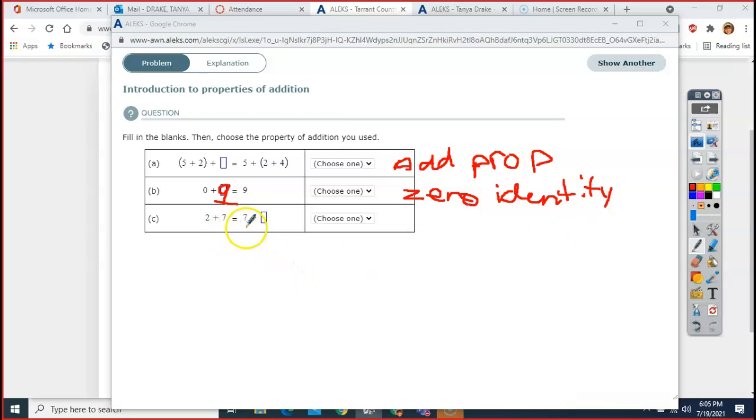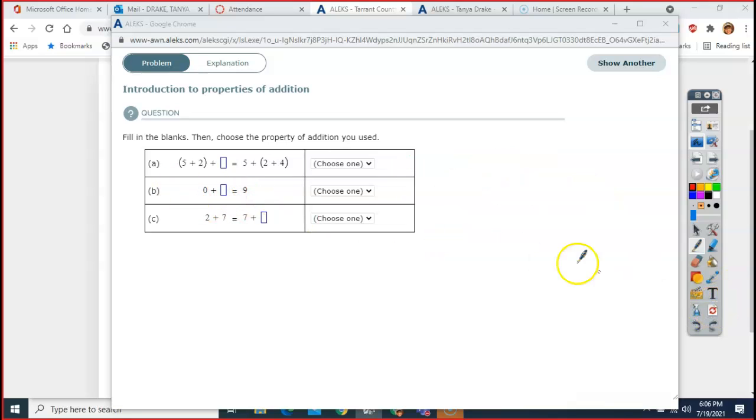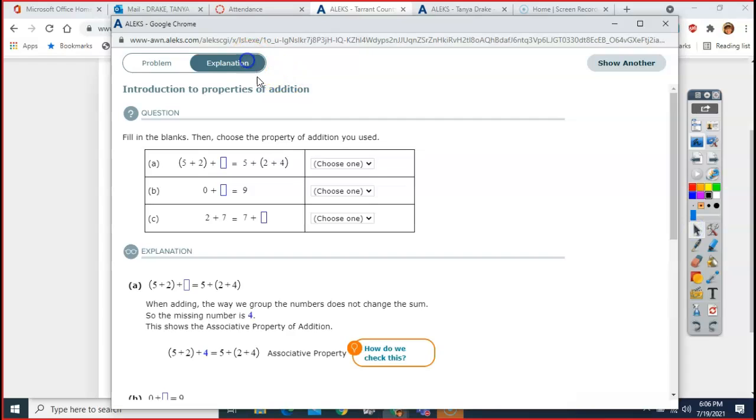And then 2 plus 7 equals 7 plus 2. When all you're doing is flip-flopping the numbers around, this is called the commutative property. So that's just switching numbers around. Commutative, spell that right. All right, so addition property: everything is added and you have more than 2 numbers that you're adding. The commutative property, there's only 2 numbers. And of course, the identity is just 0. So you're like, what are you talking about? Let me show you the explanation.